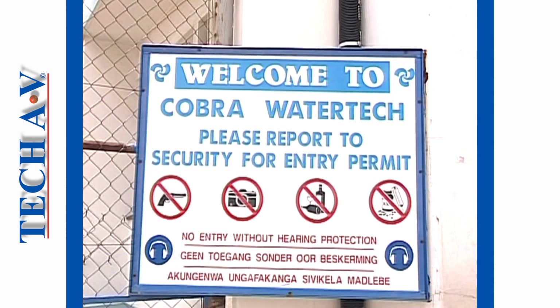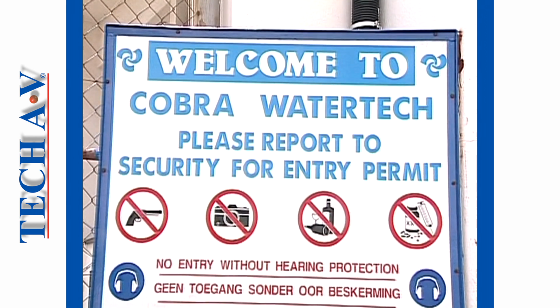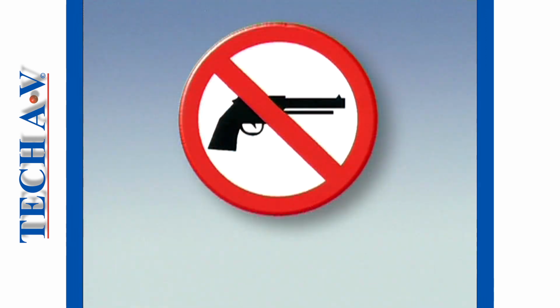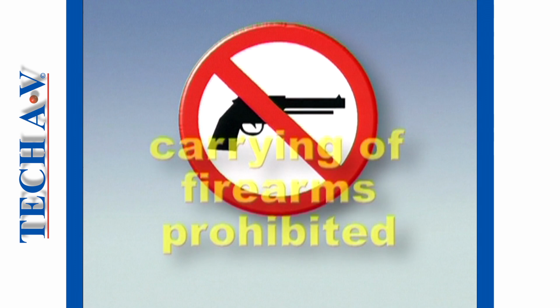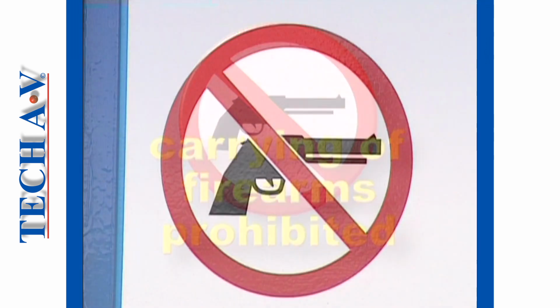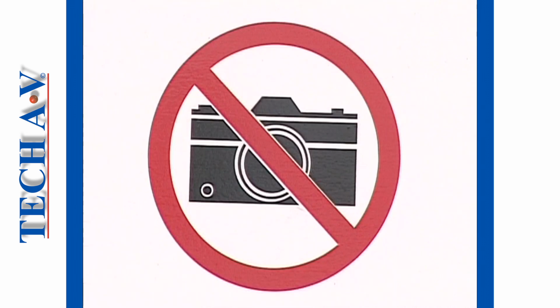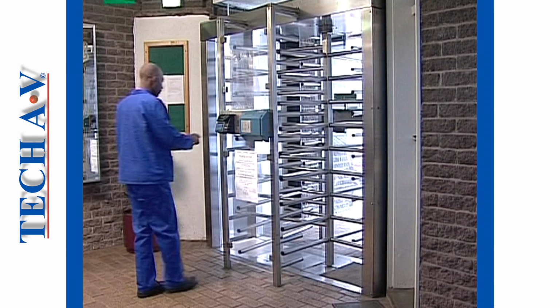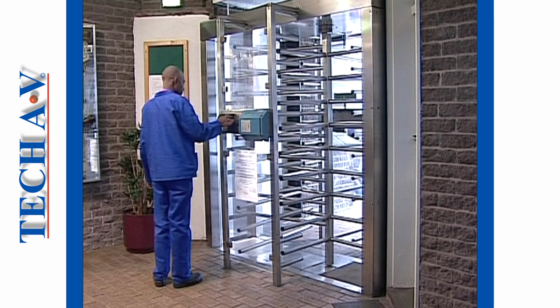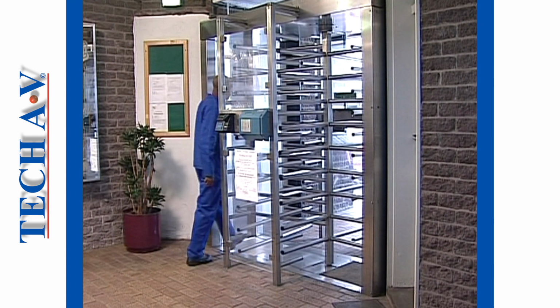For security purposes, certain items will not be permitted past reception. The carrying of firearms prohibited sign. This sign indicates that you are not allowed to carry a firearm, while this sign indicates that you are not allowed to enter with a camera. The company will provide a place of safekeeping where you can collect your valuables when leaving the premises.